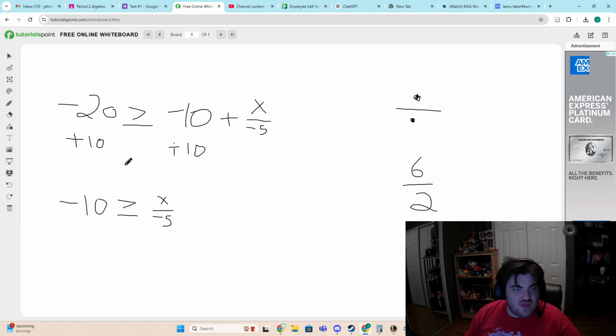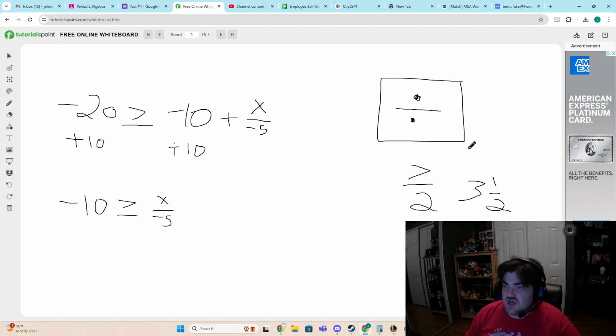And then you get weird things sometimes where it's like 7 over 2. Well, 7 divided by 2 would be 3.5. But it's still a fraction. All of this is a fraction. The point I'm trying to make is a fraction is just a division happening. So in this case, down here, it's x divided by negative 5.